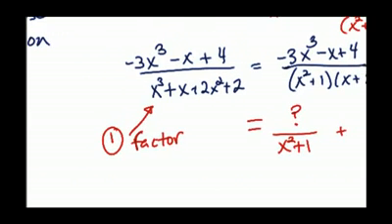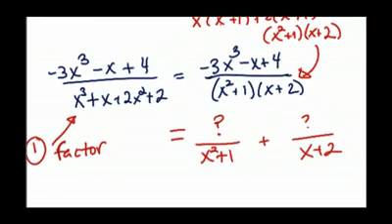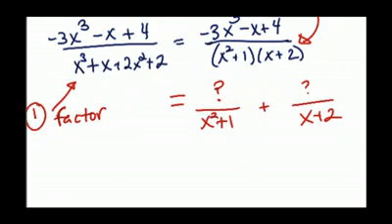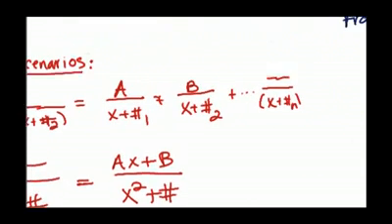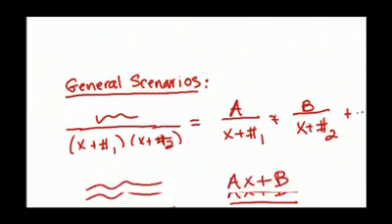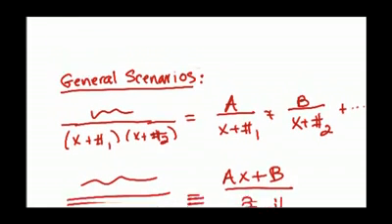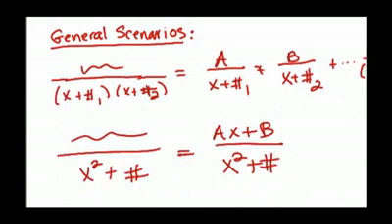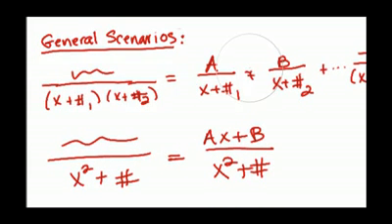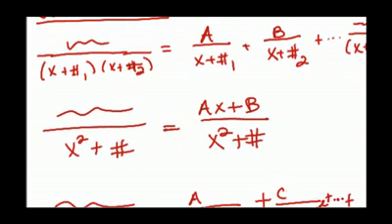So, what are you going to do? How do you go about getting these separate entities? Well, you have to look for some general scenarios. These are some basic rules to look out for in your factored form of your denominator, and you will set up a general term or series of terms that are added together with unknown numerators, the a's, the b's, and you will solve for those doing the steps that I'm going to show you here in a second.